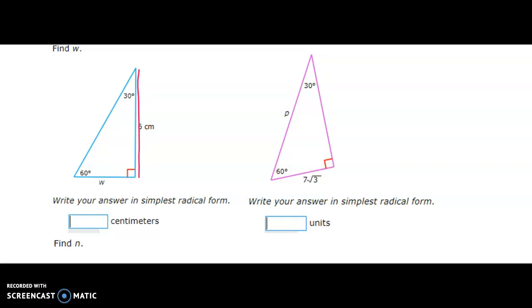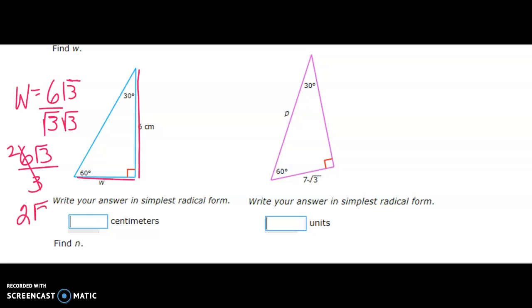We're given the long, and we want the short. So we're going to divide by square root of 3. You cannot have a square root of 3 left on bottom, so whatever it is, you do it again. So this would be 6 square root of 3. Square root of 3 times square root of 3 is square root of 9, and square root of 9 is 3. And these reduce to 2 square root of 3 because that would have been a 1 on bottom.